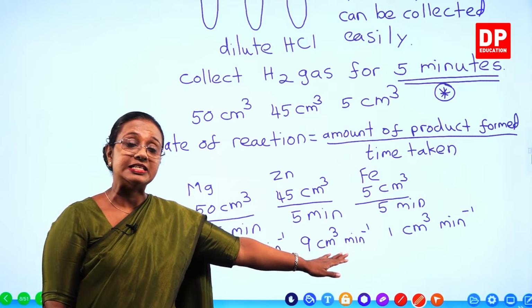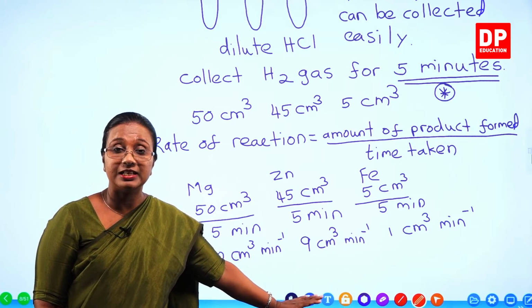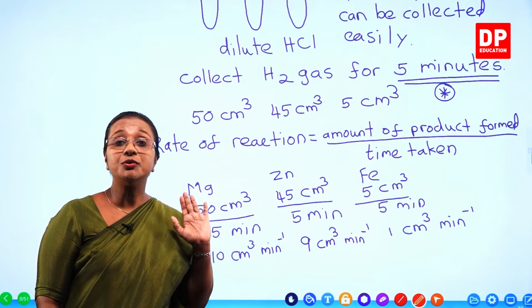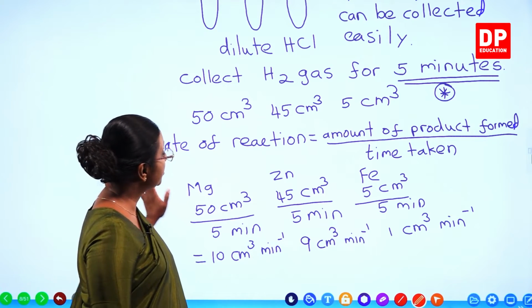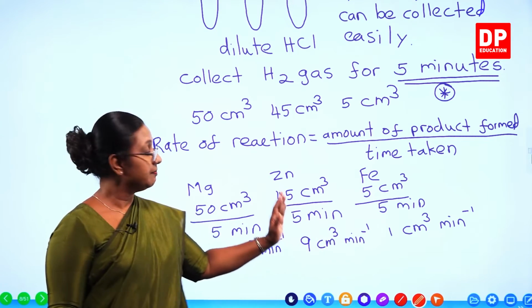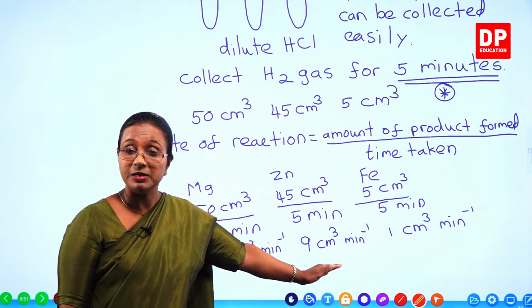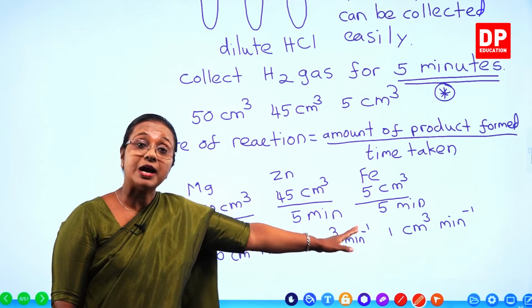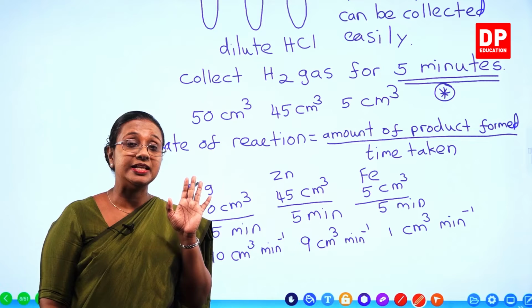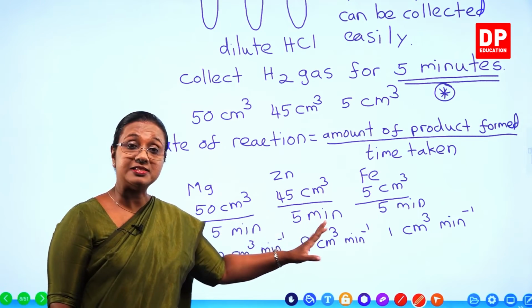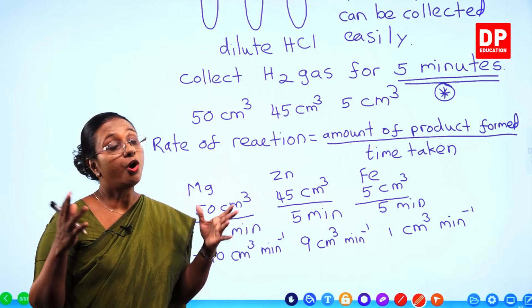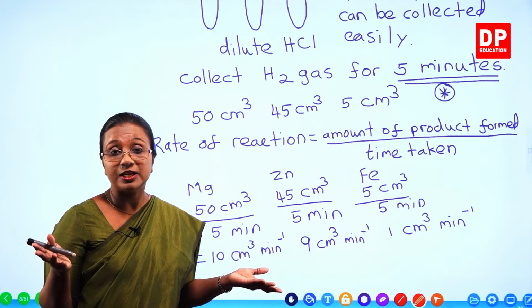Here again students, these are not values obtained from an activity. This is just for you all to understand. So I have used random values. Maybe this can be even a little bit more faster when compared to iron, because you saw when we did the activity, magnesium and zinc were very much fast, almost look like the same rate of fizzing.